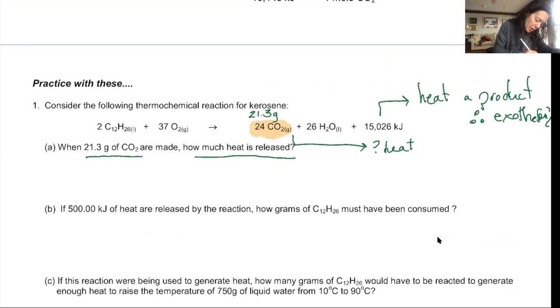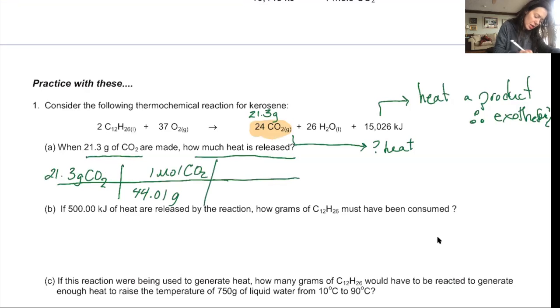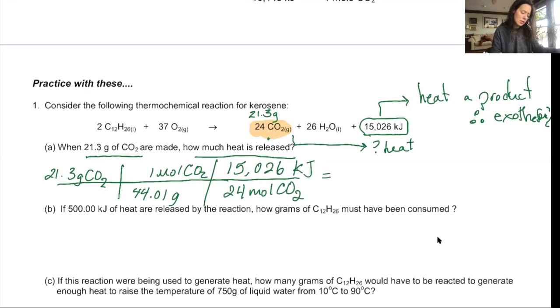So I will need to get my grams of carbon dioxide to moles of carbon dioxide. And now I can use my thermochemical equation because it tells me this is like another product, right? It tells me that when 24 moles of carbon dioxide are produced, we have a whopping 15,026 kilojoules of heat released. So the question is how much heat is released?